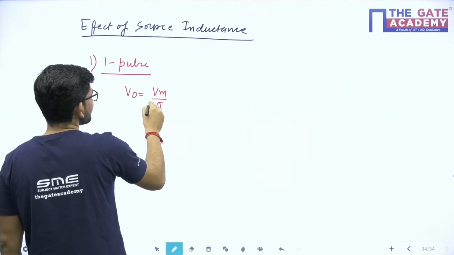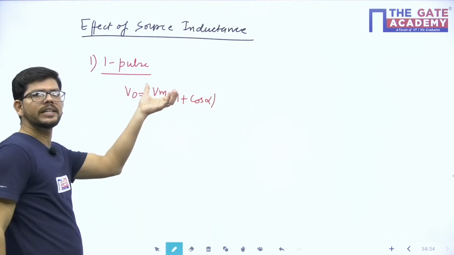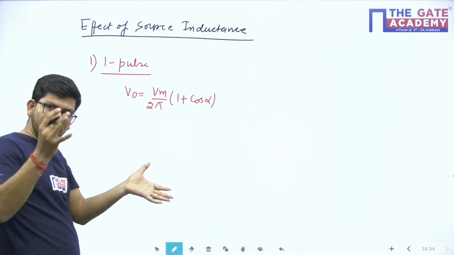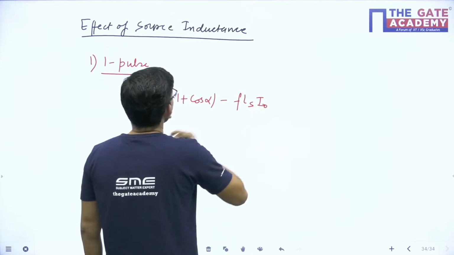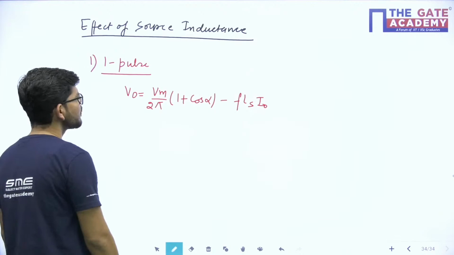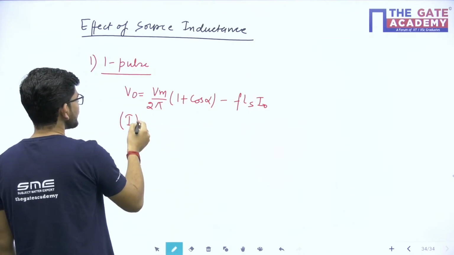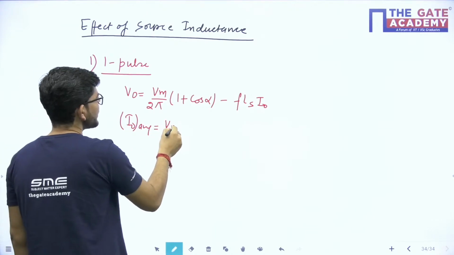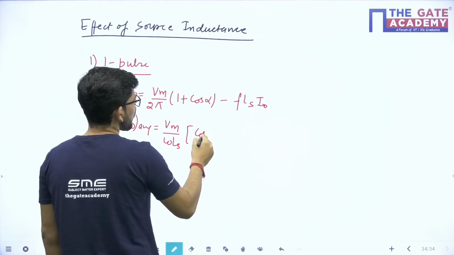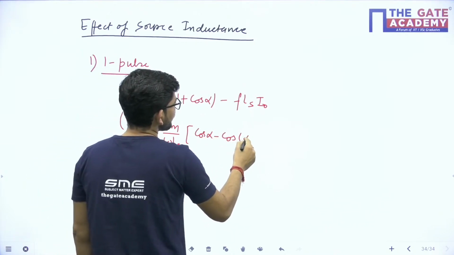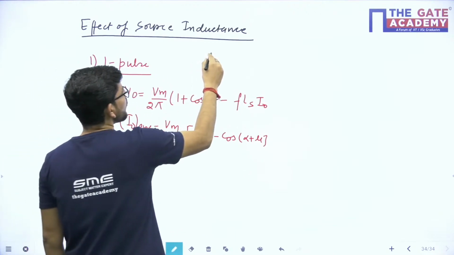Vm by pi, Vm by 2 pi, 1 plus cos alpha. Now due to source inductance, the average voltage gets a reduction, and that reduction factor in case of this particular single pulse converter will be FLS I naught, where I naught average will be equals to Vm upon omega Ls, cos alpha minus cos alpha plus mu.